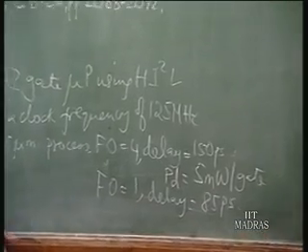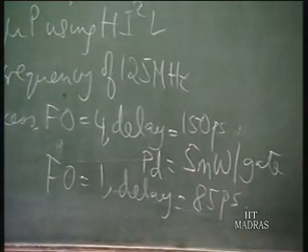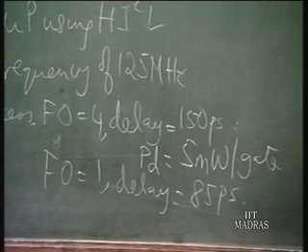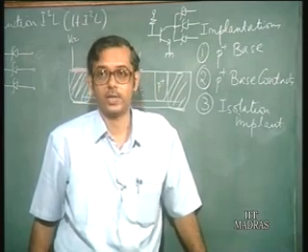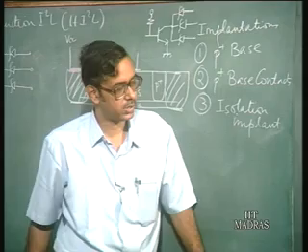So for a fan out of 1, the delay was 85 picoseconds, and for a fan out of 4, the delay was 150 picoseconds. So you see that this is a very high speed I squared L. It goes to sub 100 picoseconds.